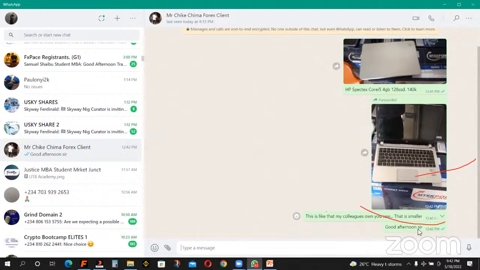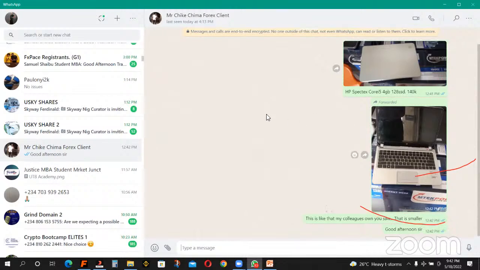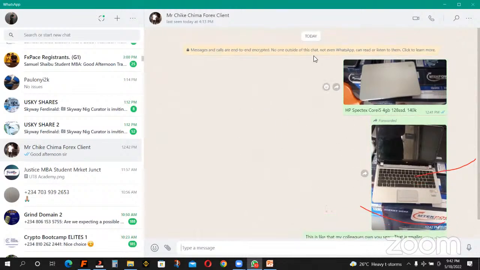Good afternoon, sir. By tomorrow, he's giving me money to buy this laptop. He's ready for the class. By tomorrow, this laptop will arrive at my office and he will come and collect it. By Friday, he's paying 450,000 naira for his class. And that class, like I told him, is for 2 months. I'll take him the class.